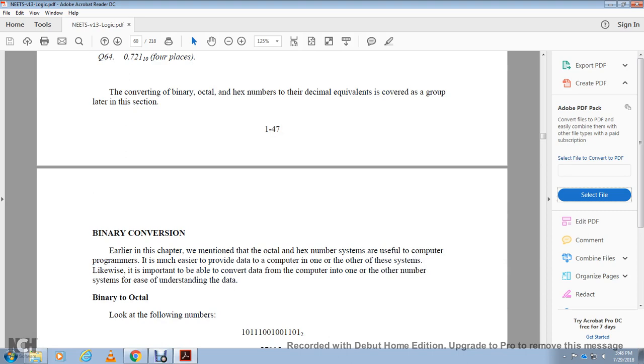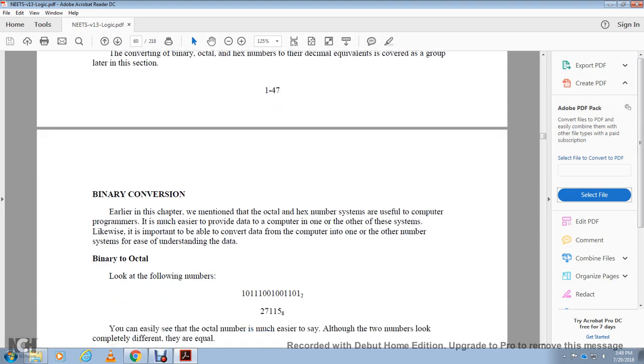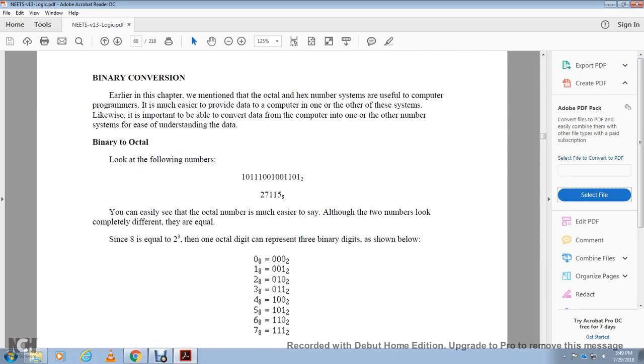All right, binary conversion. In an earlier chapter we mentioned octal and hex numbers are useful in computer programs and much easier to work with when providing data to the computer. Likewise, it is important to be able to convert data from the computer into another number system that is easily understood. Look at the following number: 10110110110111, or 27115 base 8.